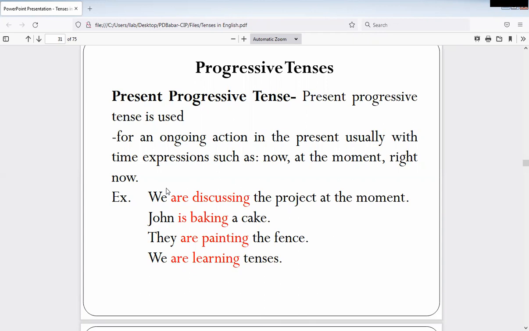So the first progressive tense is the present progressive tense. So present progressive tense means what? The continuous tense that we are using in the present form.